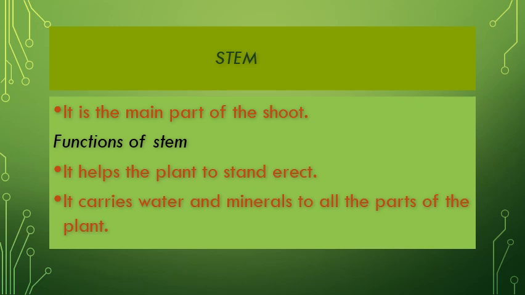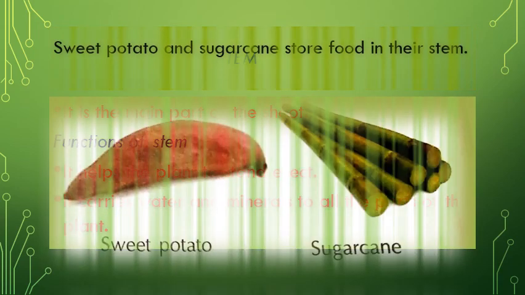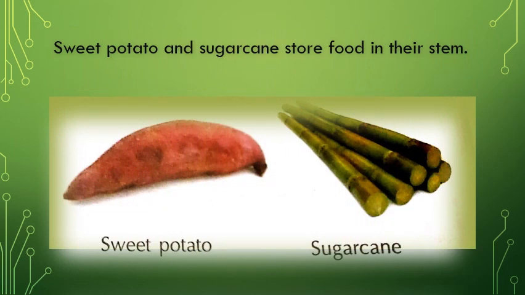Next, it carries water and minerals to all the parts of the plant. Plants like sweet potato and sugarcane store food in their stem.